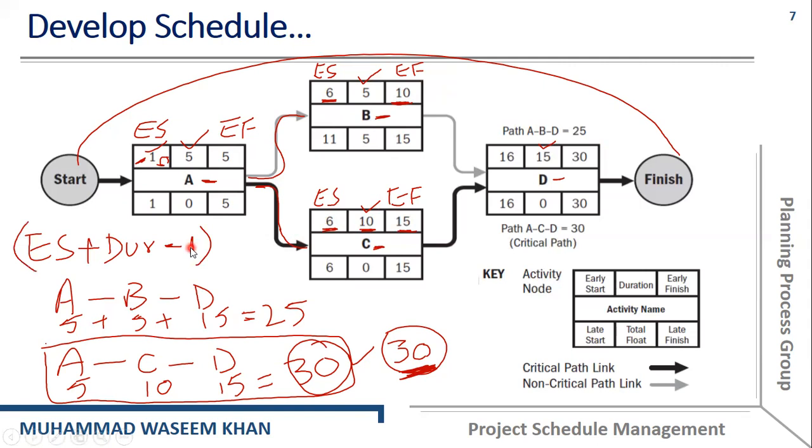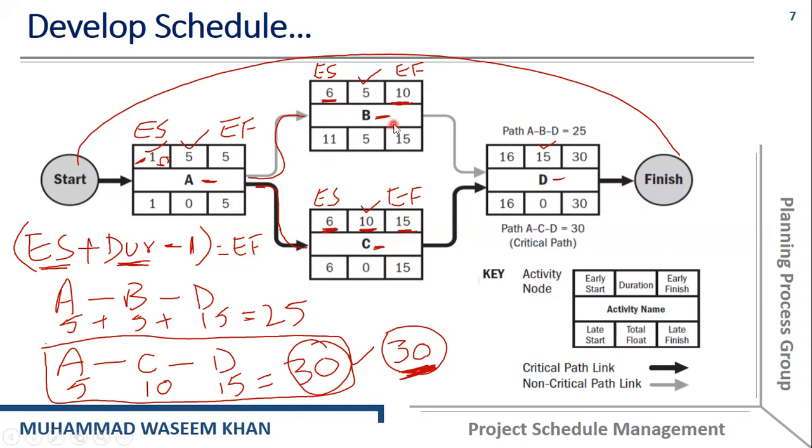Okay, how do we find the earliest finish? For example, it is equal to the earliest start, which is 1, plus the duration, which is 5, so it will be 6 minus 1, which is equal to 5. So the earliest finish of each activity can be defined in this manner.